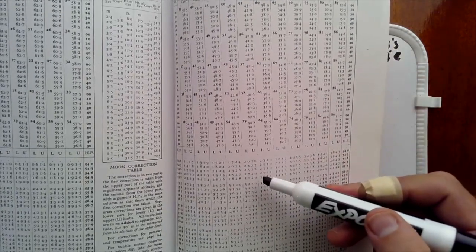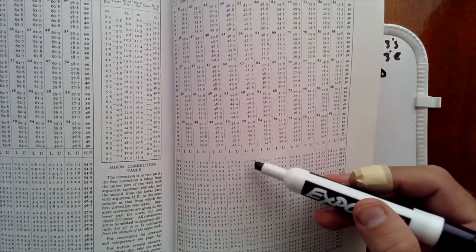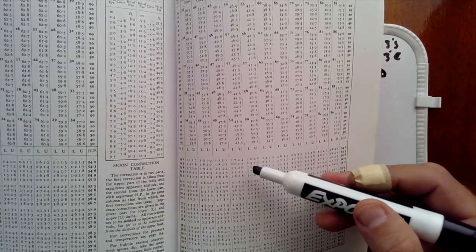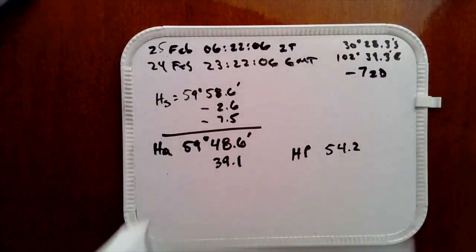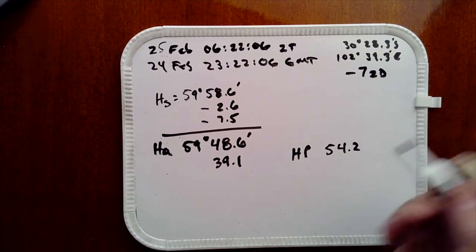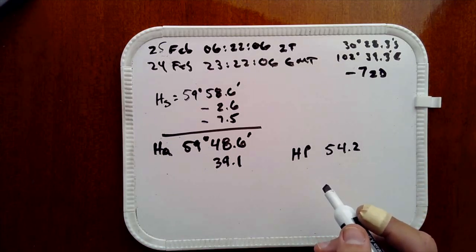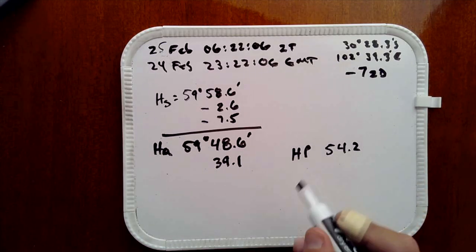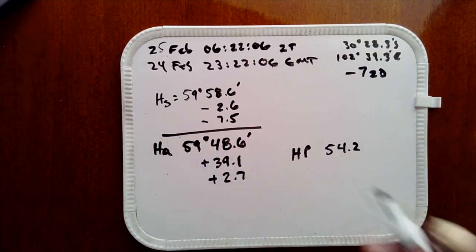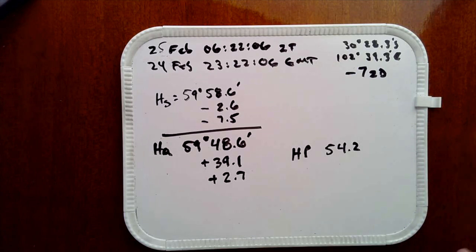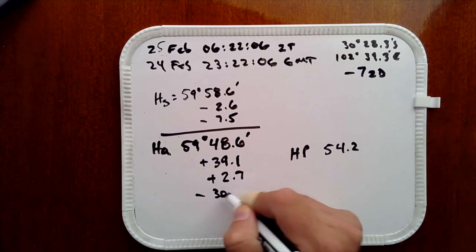In our horizontal parallax 54.2, you can kind of interpolate it. And it said that we used the lower limb. So it looks like our second correction is going to be kind of 2.7-ish, plus 2.7. So these are always added, except 1 degree, or 30 minutes rather, is subtracted for using the upper limb. So in this case, we did use the upper limb, so we're going to subtract the 30.0.